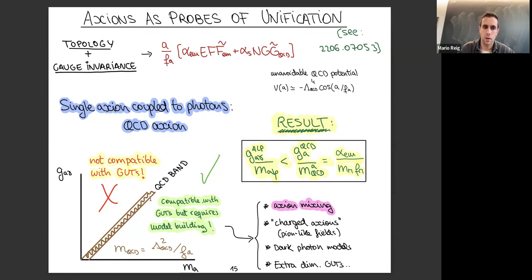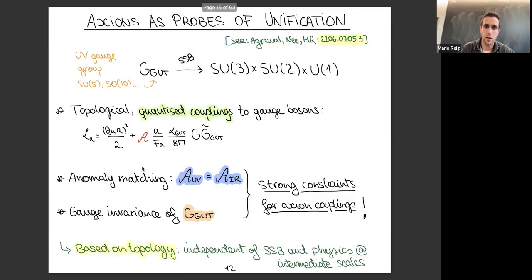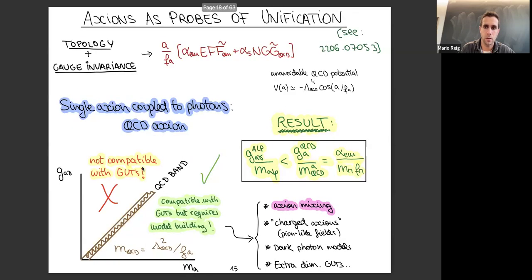Okay? In other words, there is no possibility of having an axion-like particle to the left of the QCD band in the context of unified theories, meaning that if you discover an axion here, like in one of these experiments, like in WISPLC, for instance, this axion is incompatible with unification. It doesn't matter how much model building you do, this is incompatible with unifying the standard model.